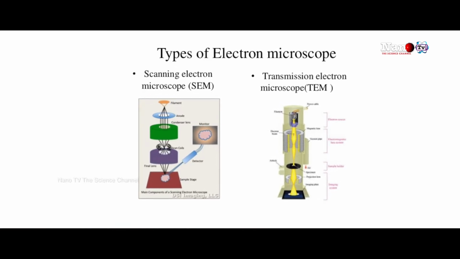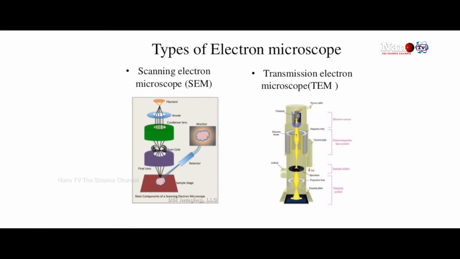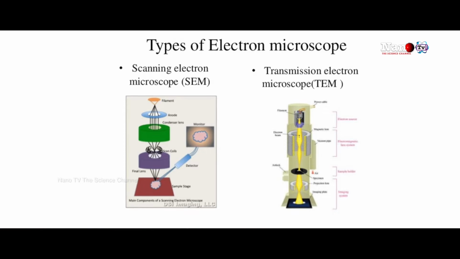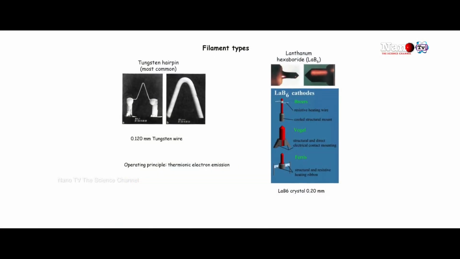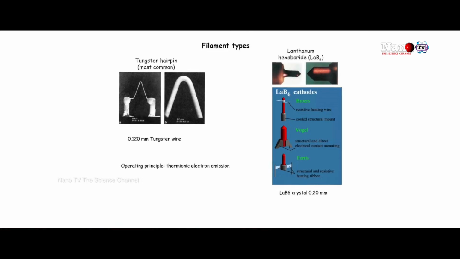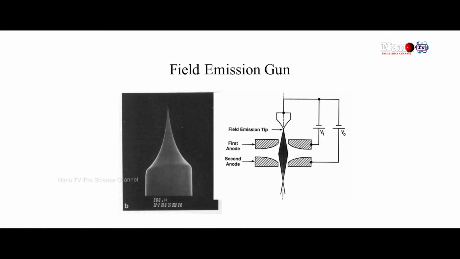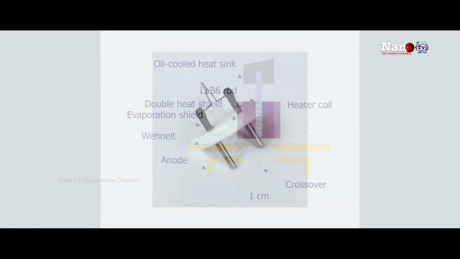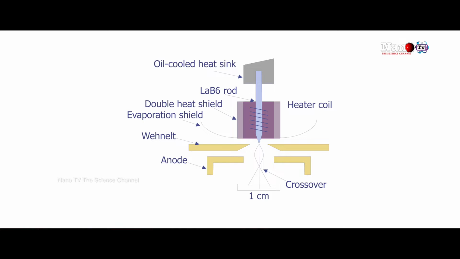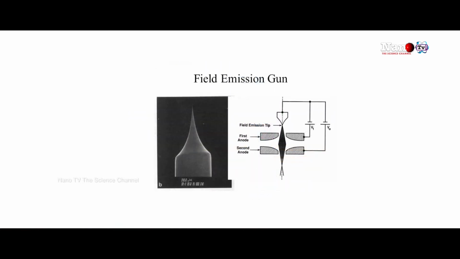If you look at it, it starts with the filament. What is the type of filament we use? There are three types of filament. One is the tungsten filament, another is a crystal like LaB6, lanthanum hexaboride. The other one is FEG, that is, field emission gun filament. The basic difference is that commercially, tungsten is very cheap, the next costliest is the LaB6, then the FEG gun.